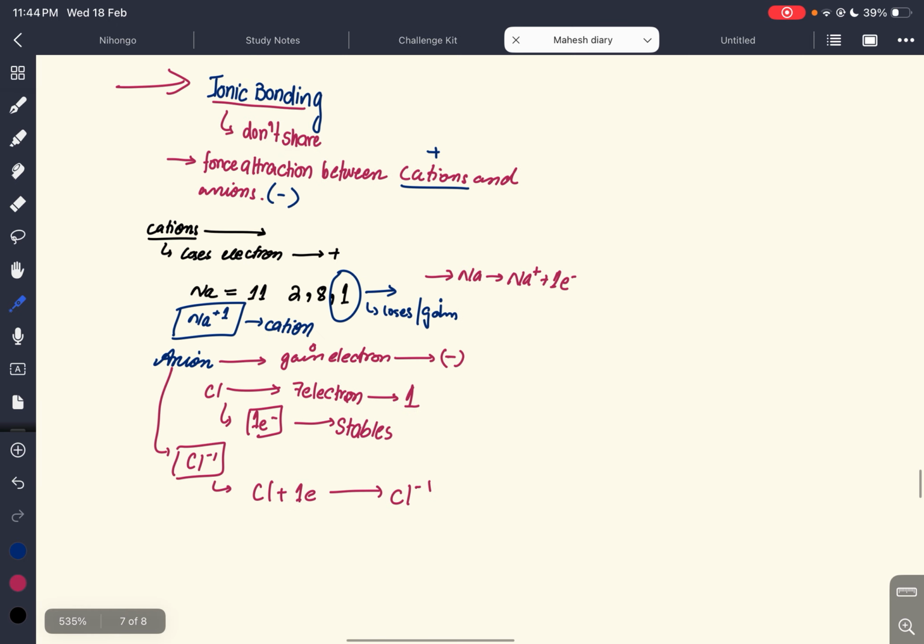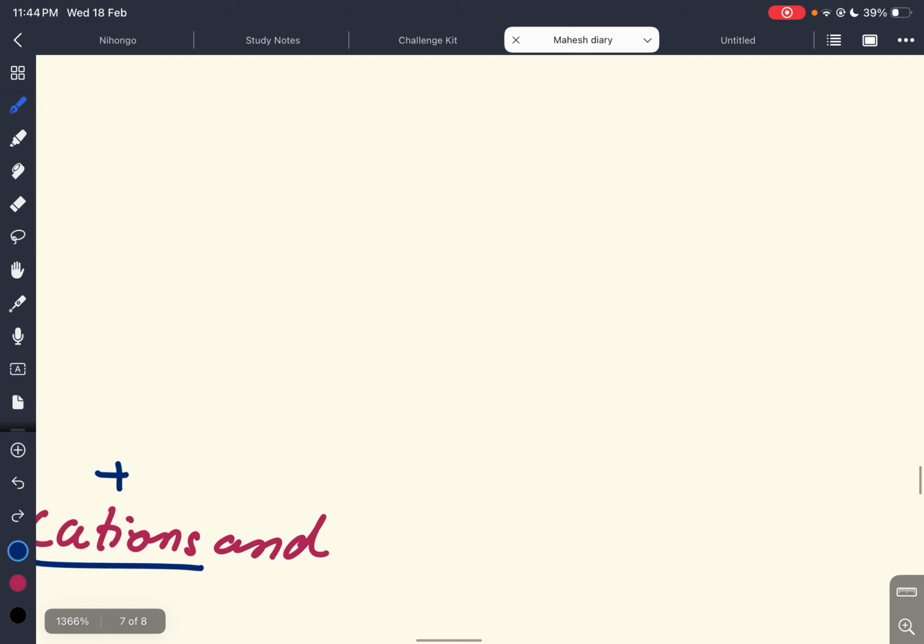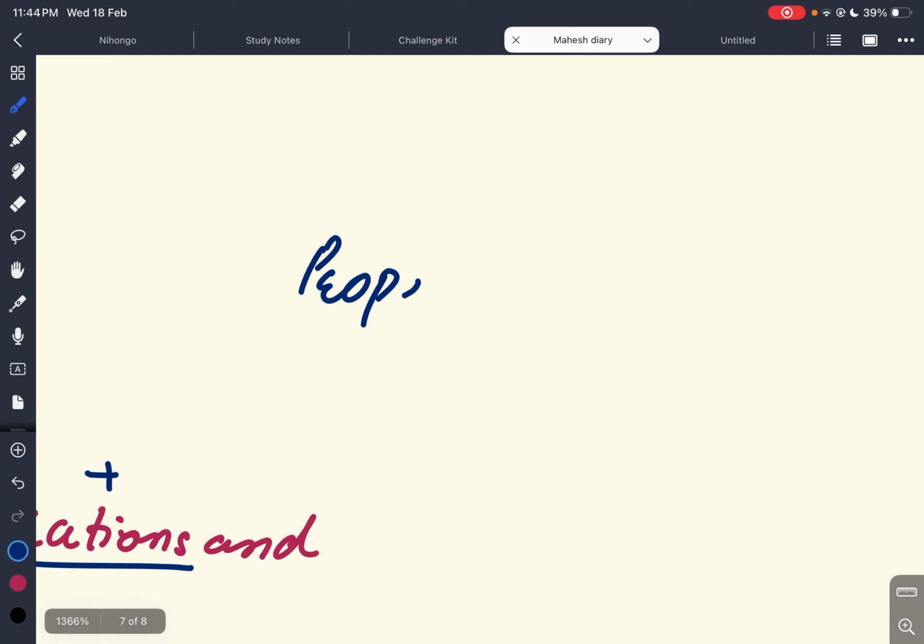Now we'll talk about some properties of ionic bonding, which are very important for O levels. If you don't know the properties, there is no purpose of actually studying what we're studying right now. We learned this before, that these properties actually tell us a lot about bonding.